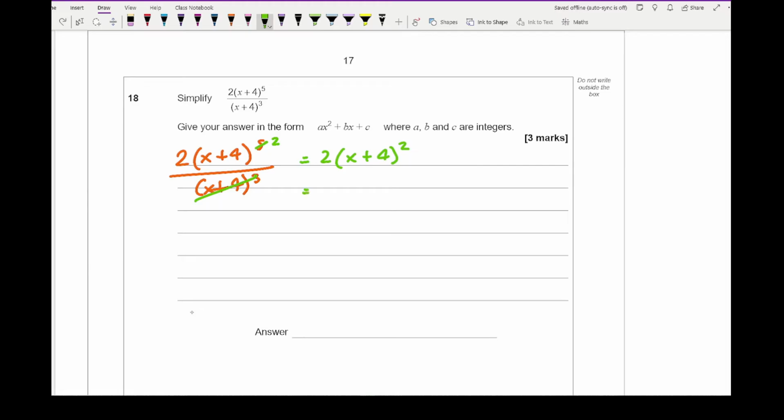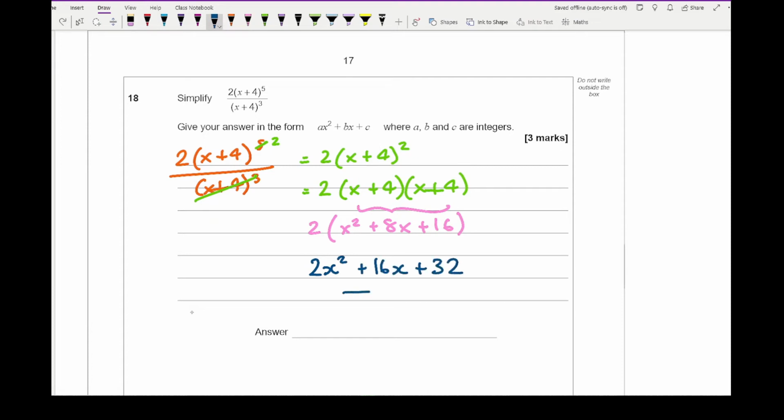Now from this, what we then want to do is expand the bracket. So recognizing that x plus 4 squared is x plus 4 multiplied by x plus 4. So if I multiply these double brackets first, then I'm going to end up with x squared plus 8x plus 16. And then multiplying everything by 2, I get 2x squared plus 16x plus 32, and there is my answer for that.